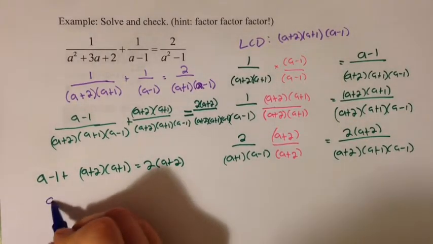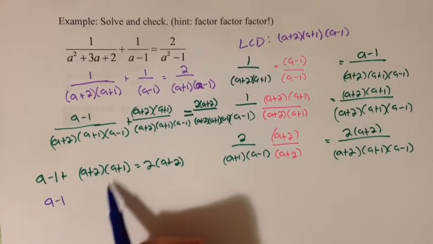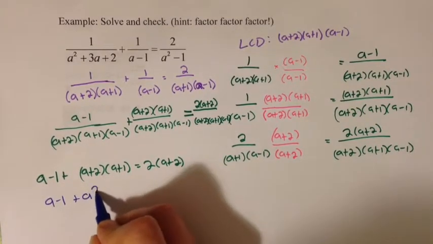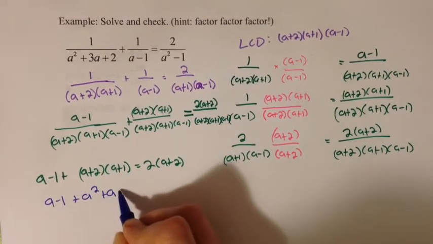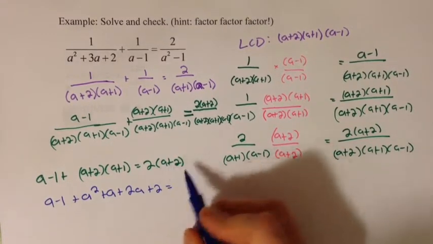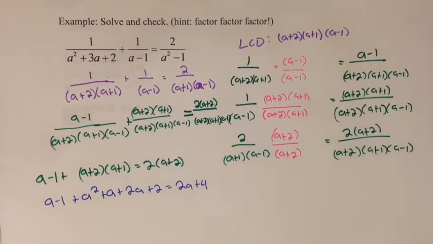I have a minus 1, but here I have (a plus 2)(a plus 1). I'll FOIL that out, which is really just distributing. So now I have a squared plus a plus 2a plus 2, and I'll distribute that 2 as well, so it equals 2a plus 4.